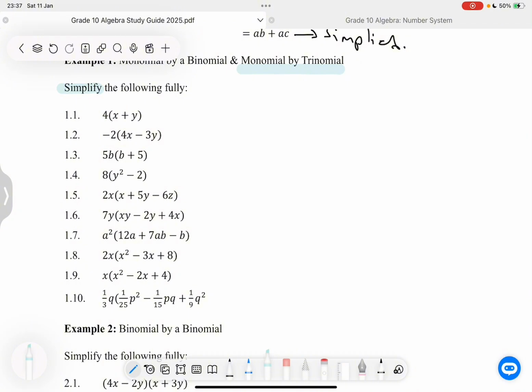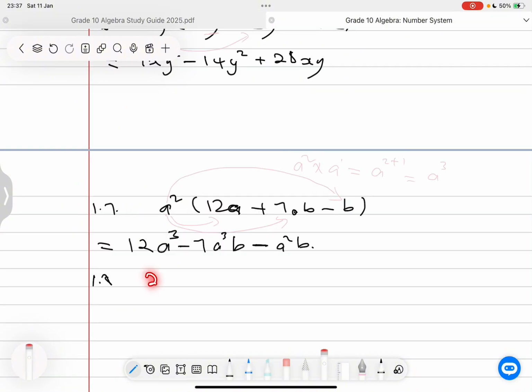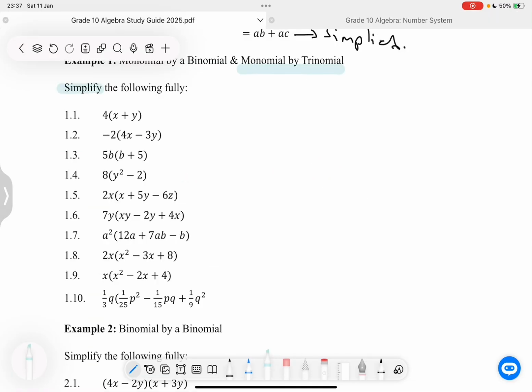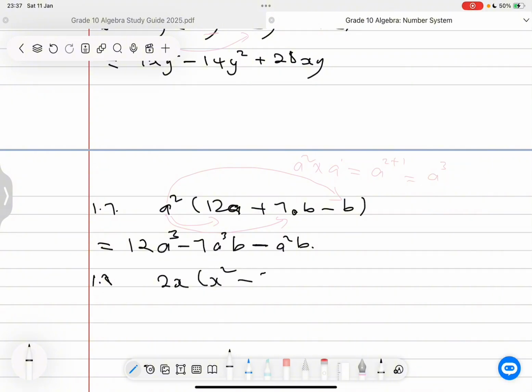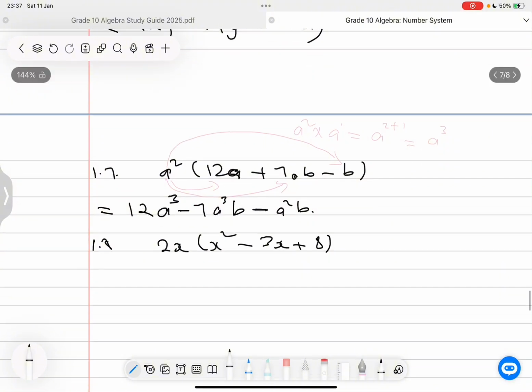1.8, we have 2x squared, and we have x squared here, and we have negative 3x plus and 8 there, right?